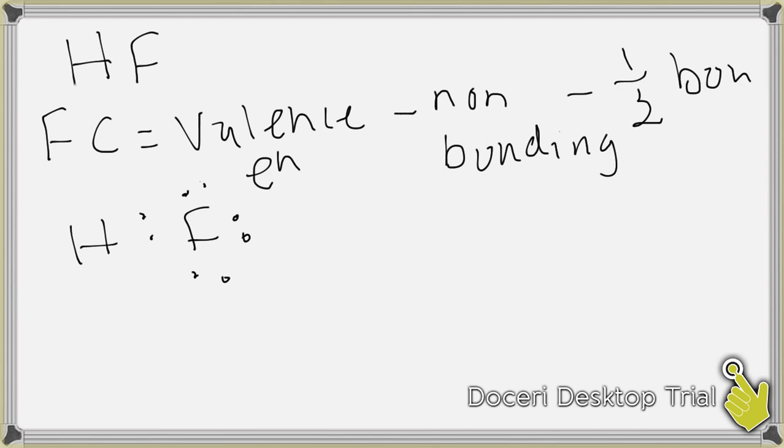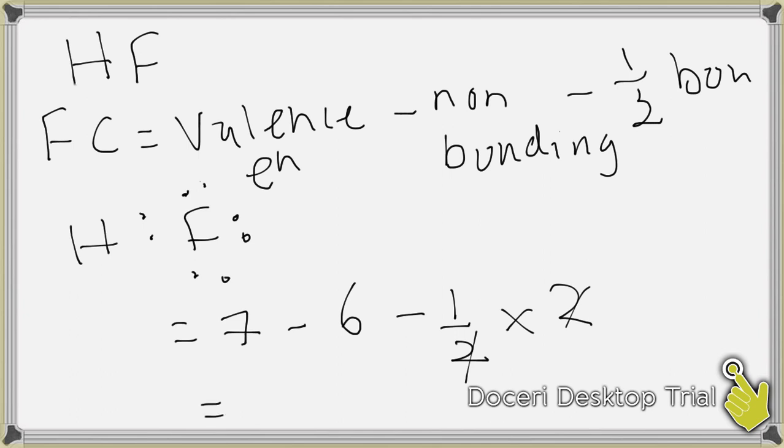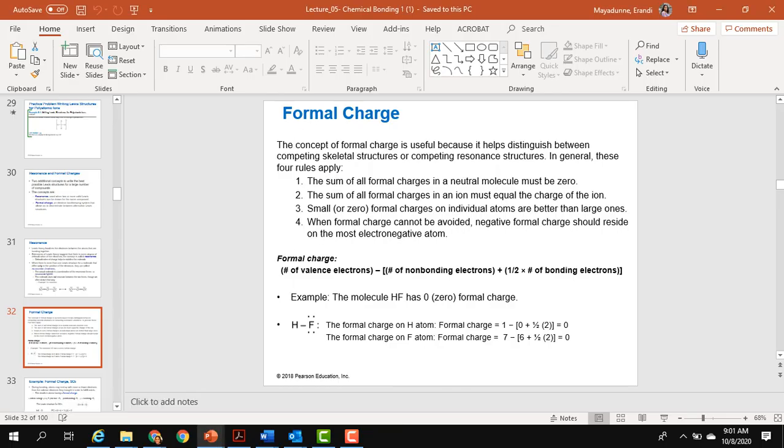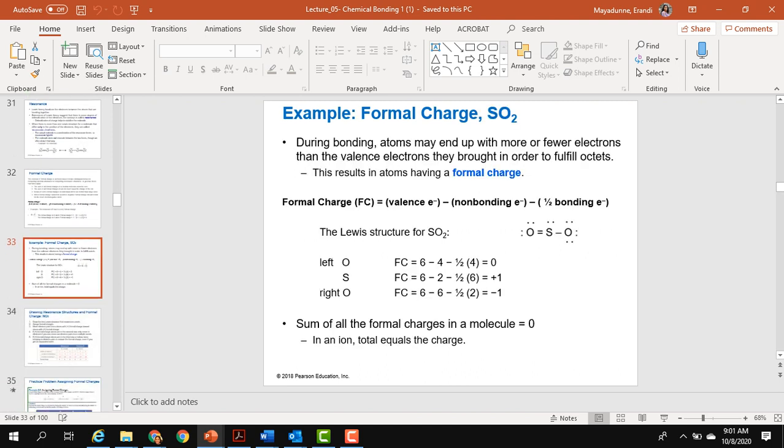Okay, and then what is the valence? So for formal charge, you have to calculate each and every atom in the molecule. Valence electrons, 7. Non-bonding, 6, right? You see 6 non-bonding because these are 1, 2, 3, 4, 5, 6 non-bonding, and half of the bonding electrons is 1. So it is 7 minus 7, right? So the formal charge is 0 for the HF fluorine.